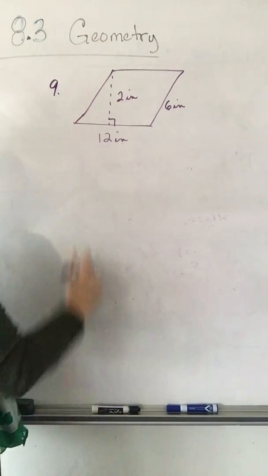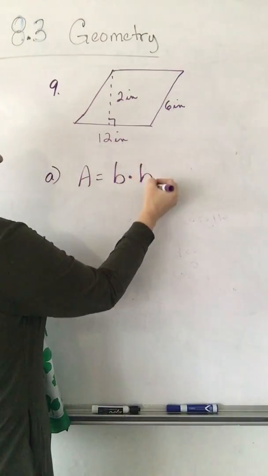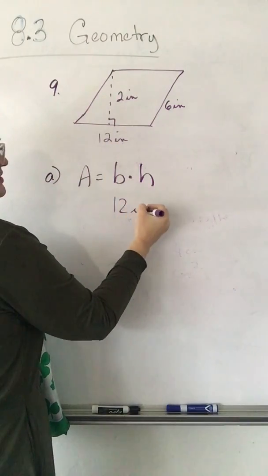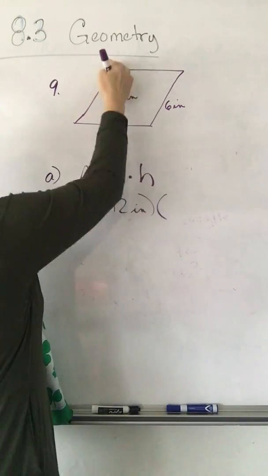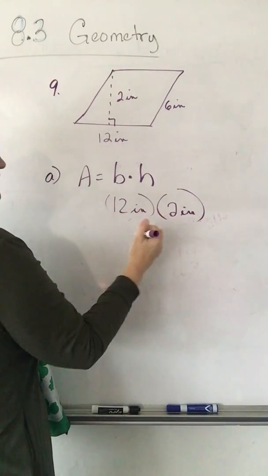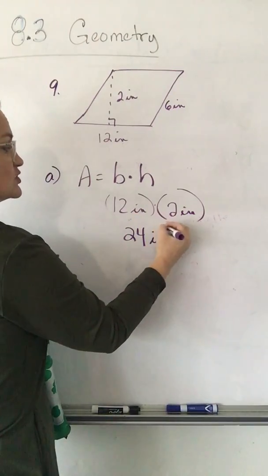And we're asked to find the area. The area of a parallelogram is the base times the height. So the base is where that plumb line lands, so 12 inches, multiplied by the height, which is 2 inches. So in my example, 12 times 2 is 24. And when you multiply inch times inch, it makes square inches.